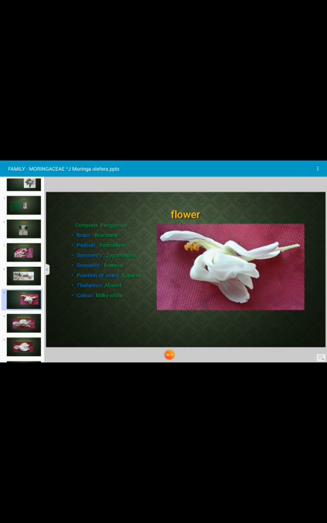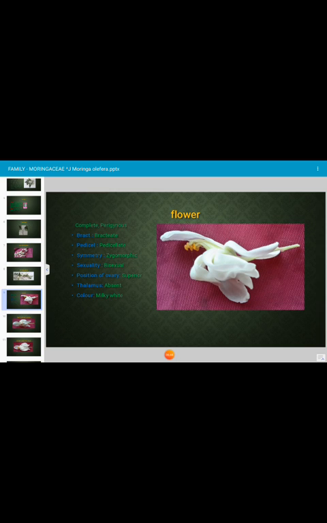And the flower is bracteate because at the base of the flower a small leafy structure which is known as bract is present. If the bract is present, then in taxonomic language the flower is described as bracteate flower. And the flower is having a stalk-like structure which is known as pedicel. In Moringa the pedicel is present, therefore the flower is described as pedicellate flower.